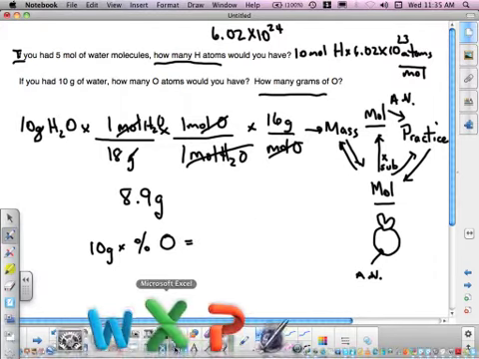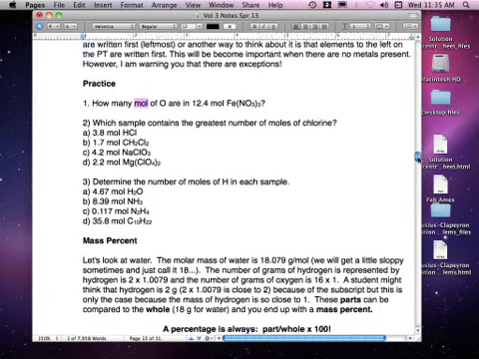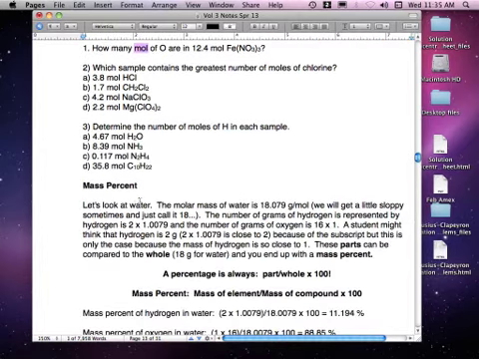All right, back to the notes. Practice, right? So we've got some practice on this idea of up the middle.